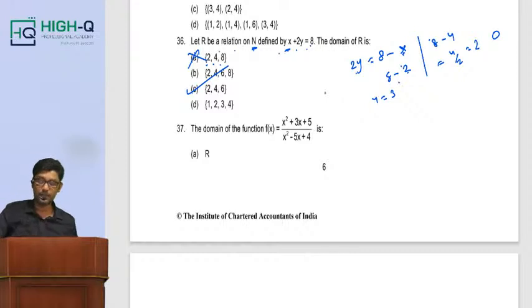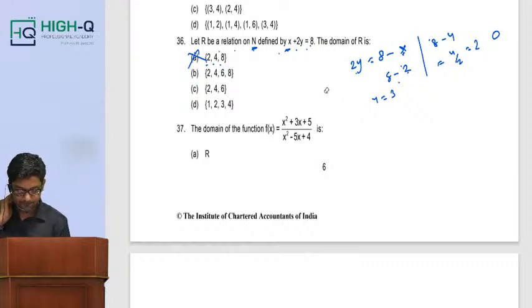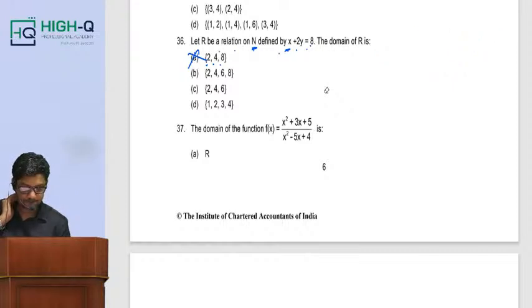Only option C is possible. Because option C is also possible or not, we have to check, because we have to find out the domain. Domain is the value of x. First, let me put x is equal to 1. Sorry, x is equal to 2, if I put it, y is coming, my dear. We can get it. Yes, 2, 4, 6 is the right answer.